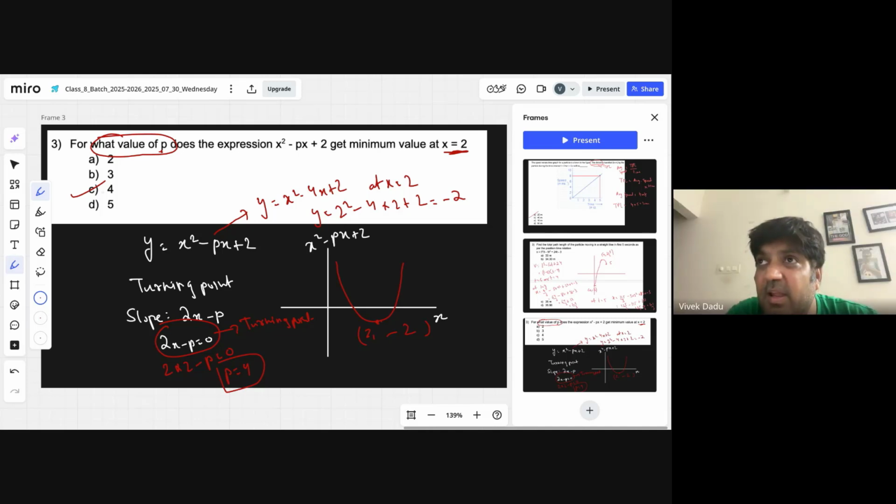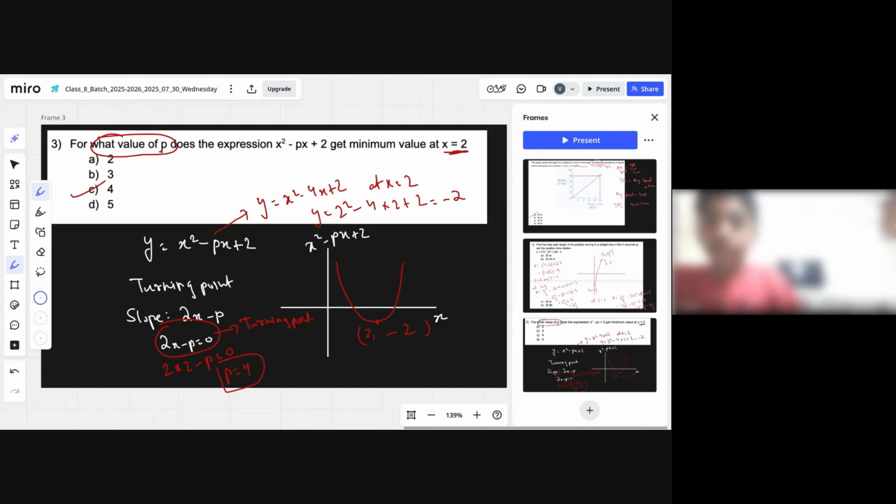It will be, but then for P equal to 5, you will not get the minimum value at x equal to 2. You will get the minimum value at x equal to 2.5. For P to be 5, your x will have to be 2.5. So P can't be 5. P has to be 4 only. Only then the minimum value will be at x equal to 2, because the turning point is where you are selecting x as 2. Fine.